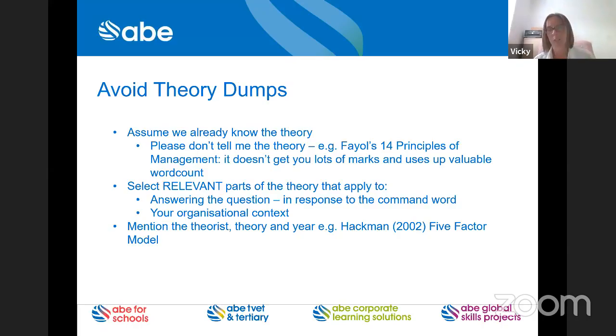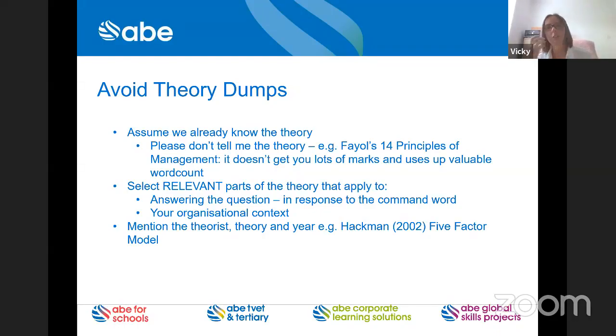So look at the question. We're not asking you to tell us and repeat the theory. We're asking you to evaluate the usefulness of a theory. So really, really look at the question and avoid just telling us what you know about a theory. If the question asks you to describe or explain X theory, then of course you have to describe or explain X theory. But most of the questions talk about, is a theory relevant to and used in your organisation? So it's about talking about how it's used.